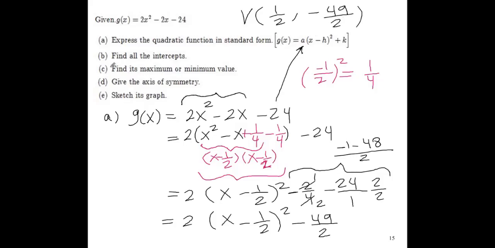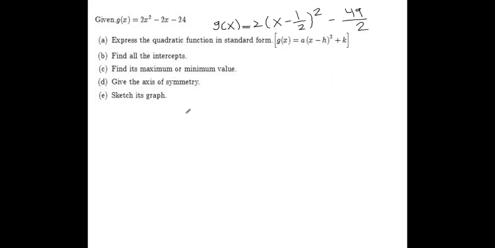For part B, we want to find the intercepts. To find the intercepts, if I let x be equal to 0, I can solve for y. If I plug into the original equation, then we get minus 24. This is where my graph is going to intercept the y-axis. This is my y-intercept. To find the x-intercept, you let y be equal to 0 and solve for x, or in this case your g of x is equal to 0.